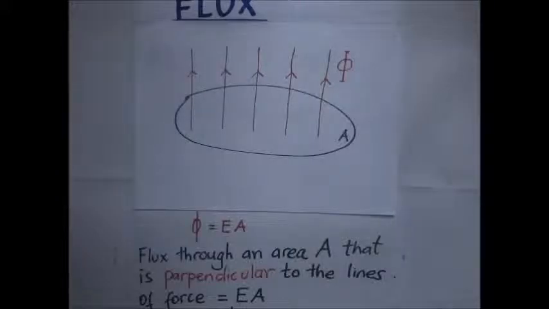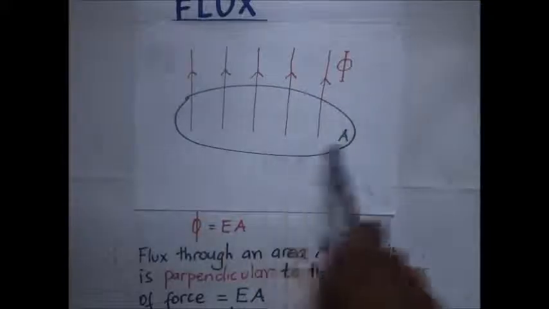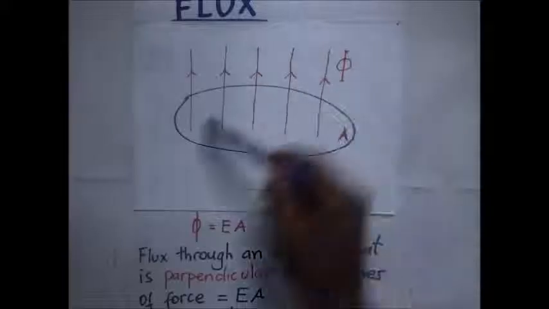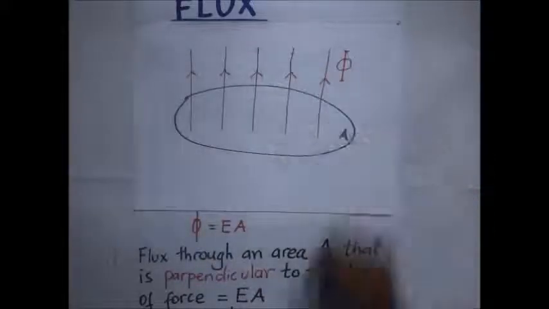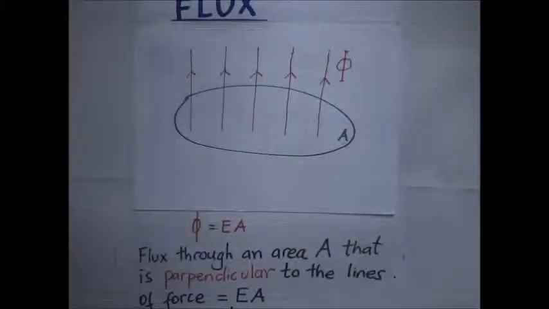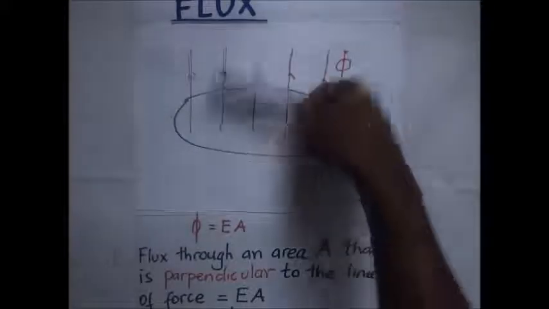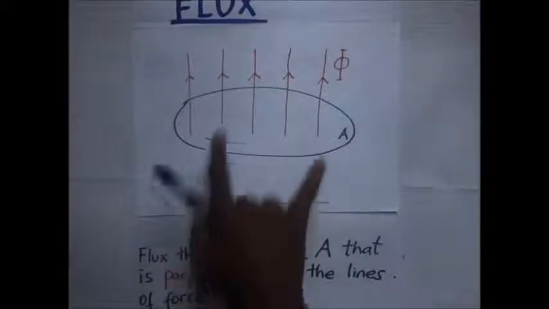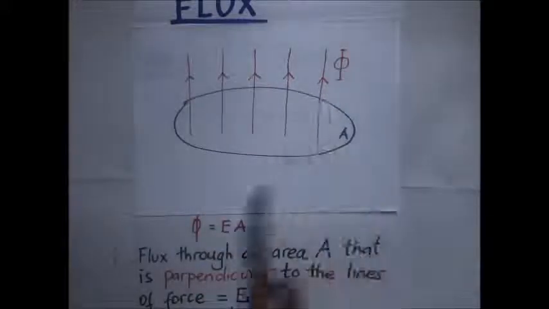Now, looking at the illustration on your screen, we have a surface. The area of this surface, we've labeled that A, and we have some lines that are going through this surface, and these lines are what we are calling the electric field lines. And like I had earlier said, flux is simply the flow of these electric field lines through this surface area A.